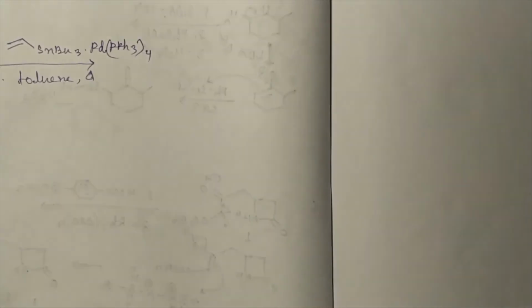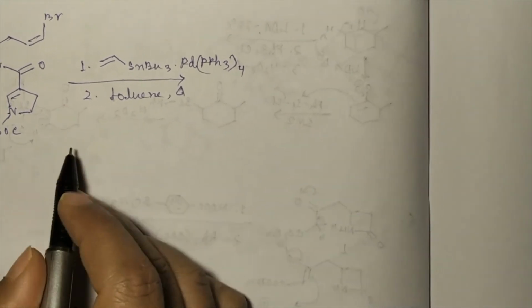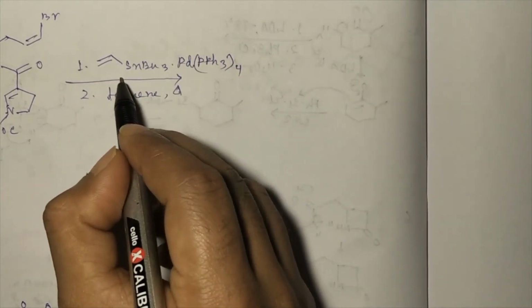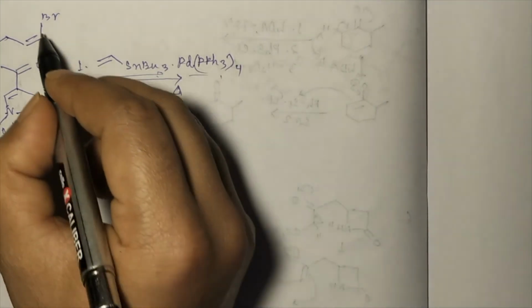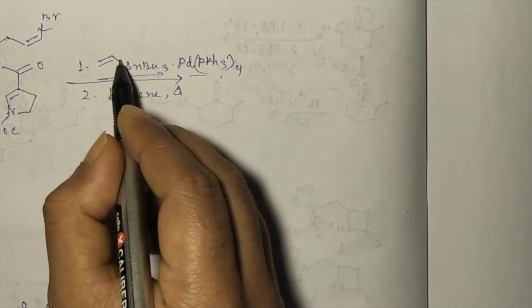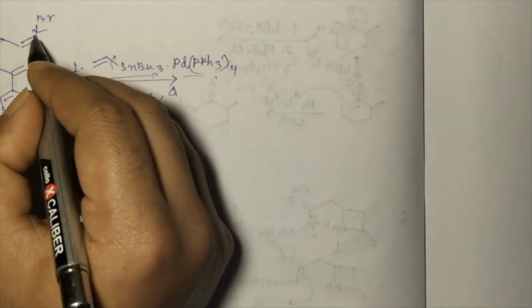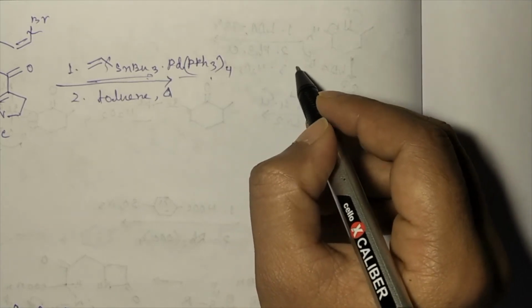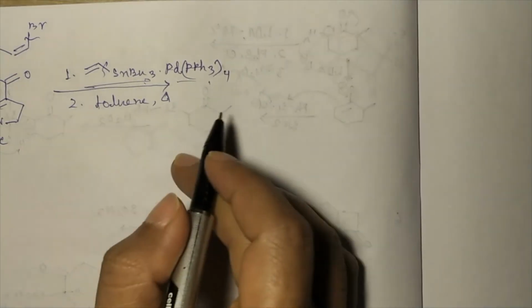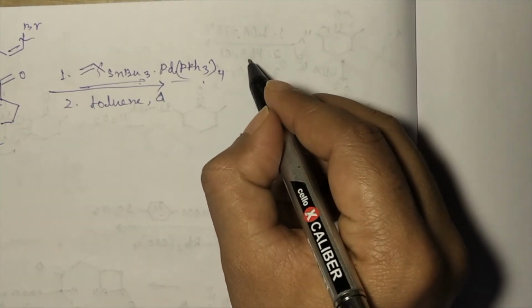Now another question: if this compound is treated with HNBu3, then what will happen? Here a coupling reaction will take place. So here these two moieties will attach to this, and a coupling reaction will take place. This coupling reaction is known as Heck coupling. So what will happen?